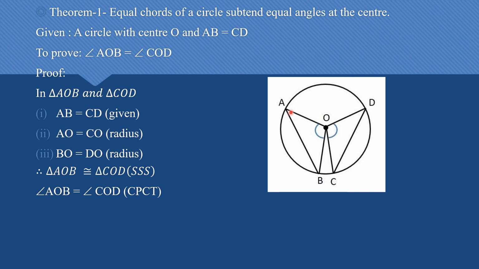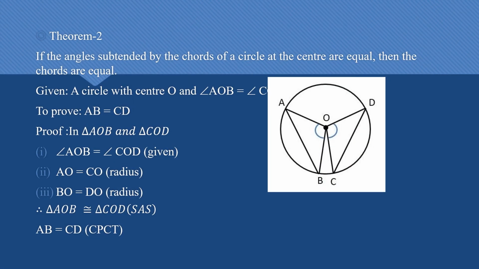For this, let us consider the two triangles, triangle AOB and triangle COD. AB is equal to CD, which is given in the theorem. AO is the radius, CO is also the radius, so AO is equal to CO, and BO is equal to DO, again radius. Therefore, triangle AOB is congruent to triangle COD using SSS criteria. Using CPCT, we can write angle AOB is equal to angle COD.